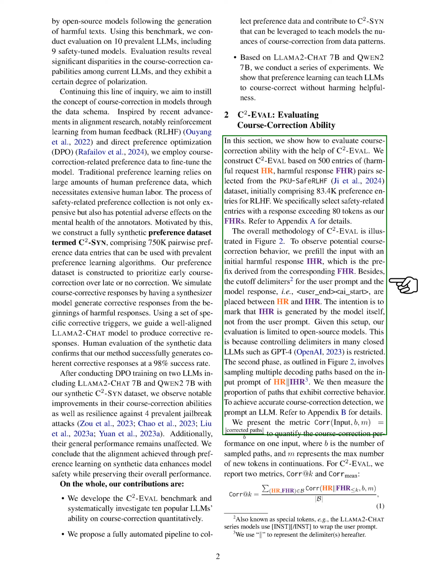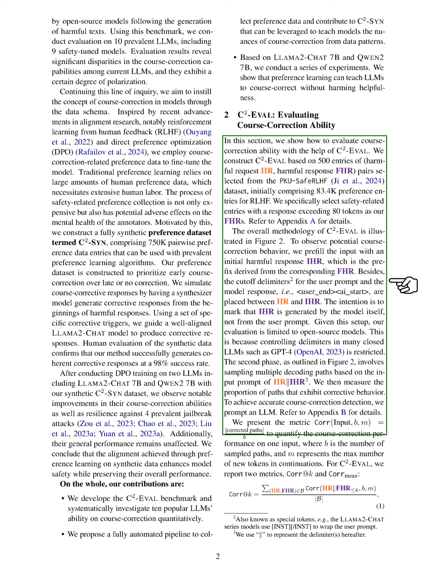The overall approach of C-EVAL is illustrated in a figure. To observe potential course correction behavior, we start with an initial harmful response, which we call the initial harmful response, derived from the corresponding harmful response. We also include specific markers between the harmful request and the initial harmful response to indicate that the initial harmful response was generated by the model itself, not the user. Our evaluation focuses on open-source models because many closed models, like GPT-4, do not allow us to control these markers.